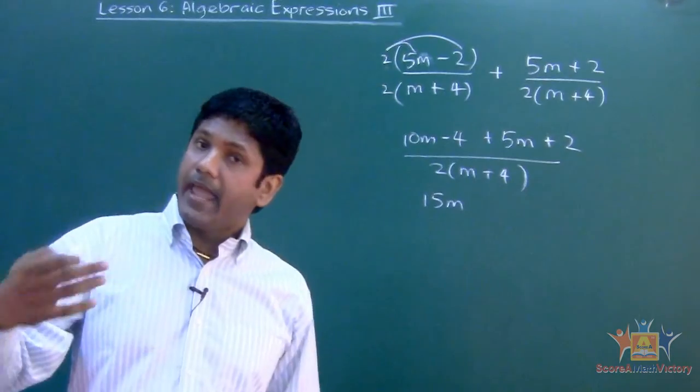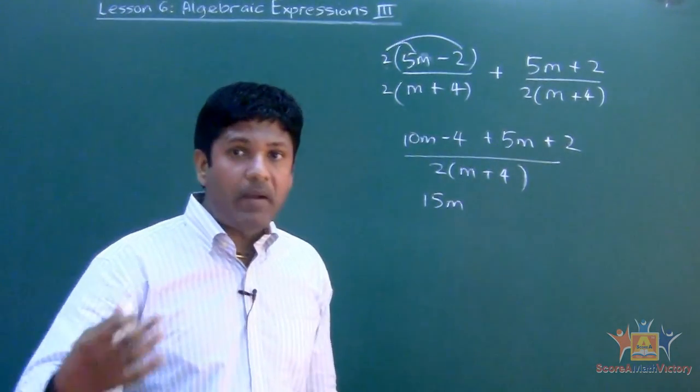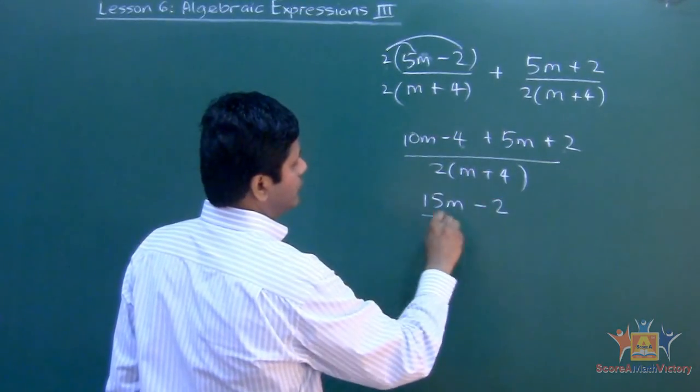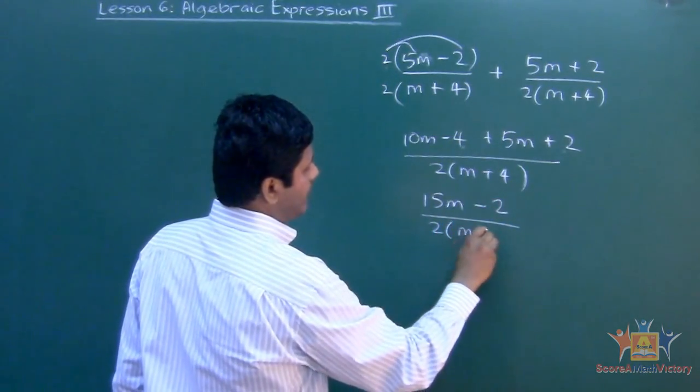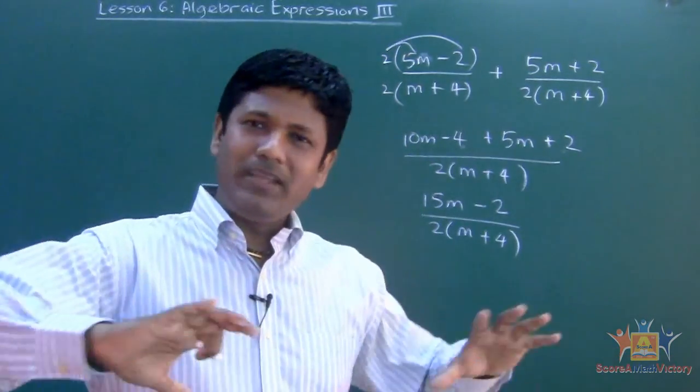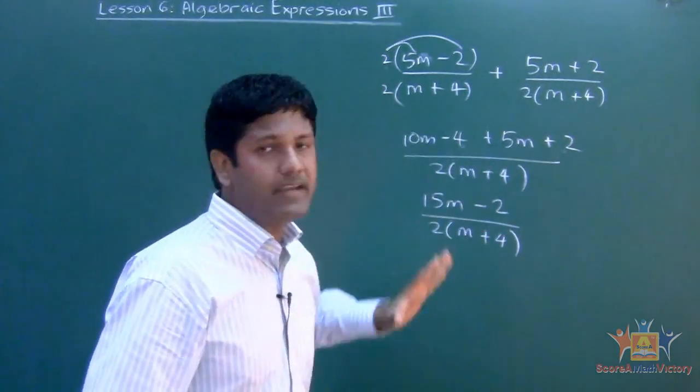I owe more than I have, so I'm going to still owe but less. Okay, so still owe negative. So 4 minus 2 is 2. And then over 2m plus 4. Right there. That's it. See that? It's pretty easy. Same thing applies if it's a minus.